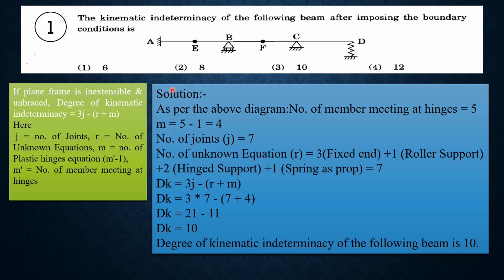Then the number of joints is 7: first, second, third, fourth, fifth, sixth, and seventh. The number of unknown reactions: for the fixed support there are 3 unknowns, for the roller 1 unknown, for the hinge 2 unknowns, and for the spring 1 unknown. Calculating all the unknowns from the supports, the number is 7. Putting all the values into the formula, we get Dk, the kinematic indeterminacy, as 10. So option number 3 is correct here.